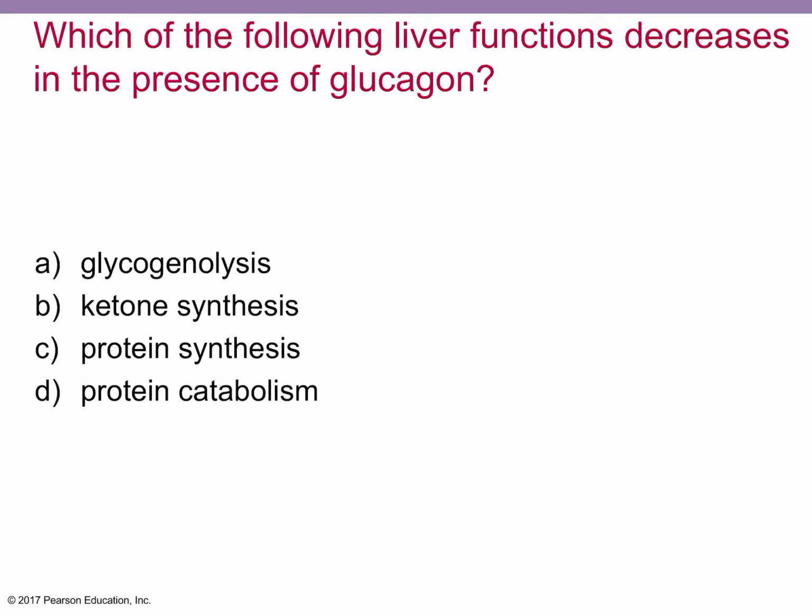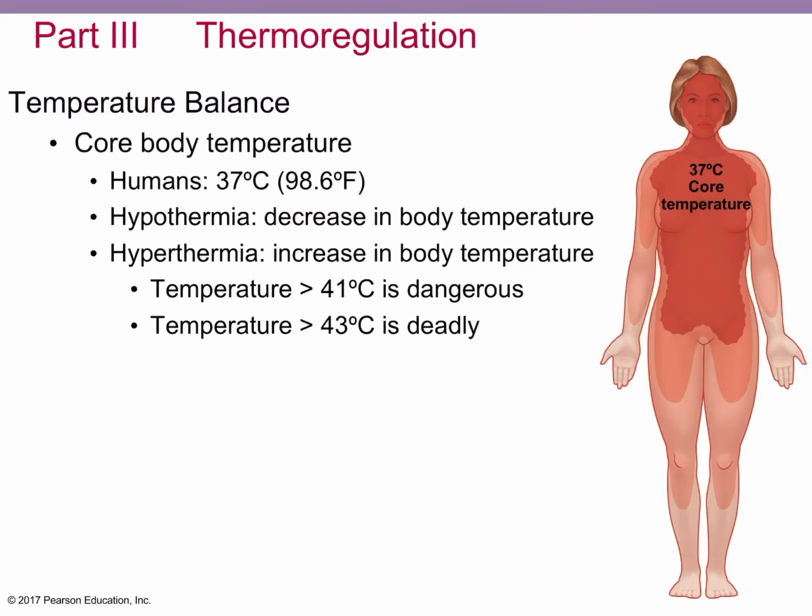Which of the following liver functions decreases in the presence of glucagon? So glucagon, again, is going to be a catabolic hormone. So you want to break things down. Glycogenolysis is yes. This is yes because we want the ketone. Ketones can be used as an energy source for our central nervous system. Protein catabolism, yes and no. So this is your answer. We're not going to build up proteins. All right, and that's the end of part 2.